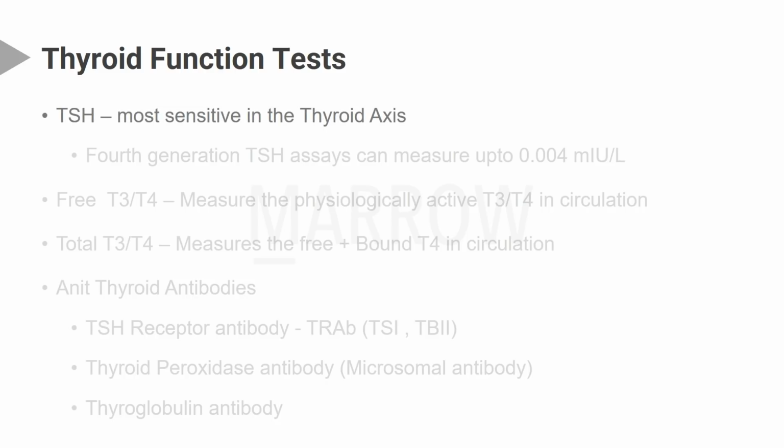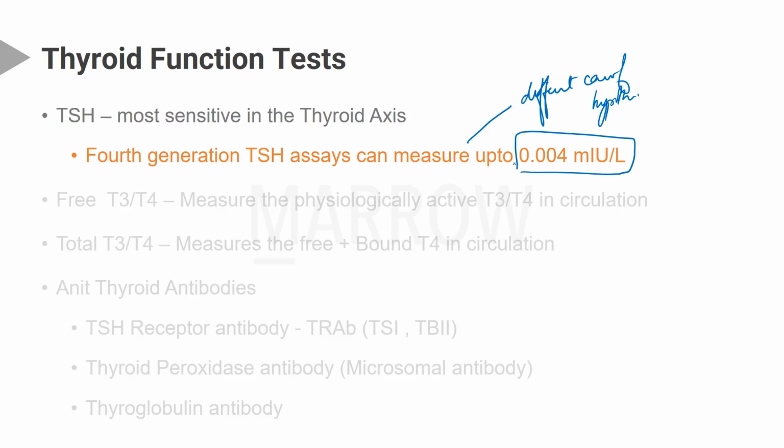TSH is the most sensitive in the thyroid axis. Fourth generation TSH assays can measure up to 0.004 milli-international units. Now this is helpful in differentiating the cause of hypothyroidism, right? So TSH assays, this is directly from Harrison. It was asked for the NEET exam. Fourth generation TSH assays can measure up to 0.004 milli-international units.